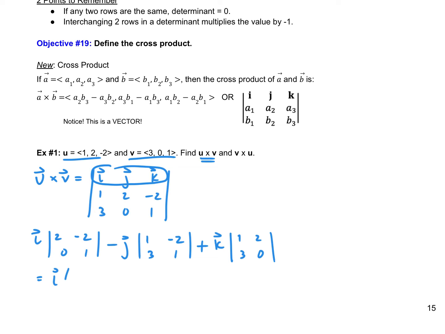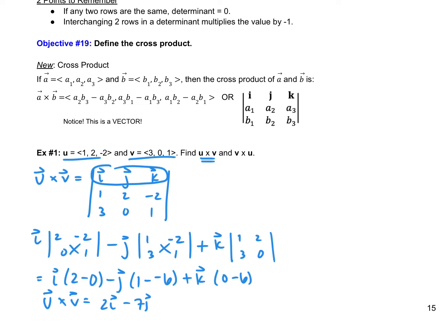Then I have i this way: I'm going to get 2, subtract 0. This way, I'm going to get 1, subtract -6. Add k, multiplied by 0, subtract 6. So ultimately, we find that u cross v is 2i, subtract 7j, subtract 6k.